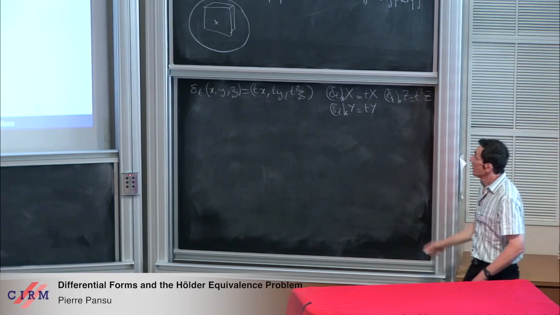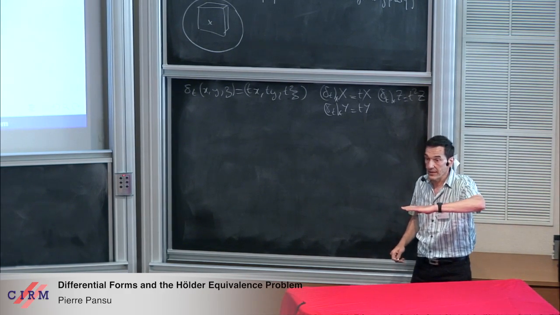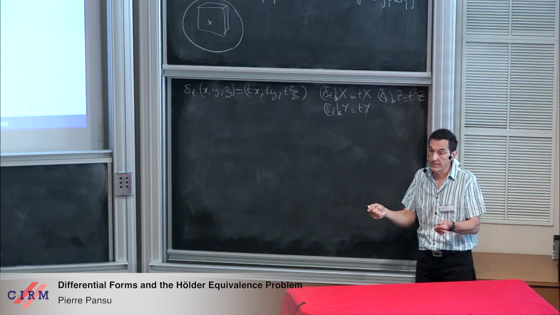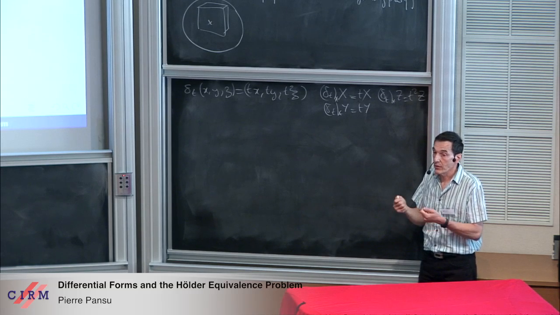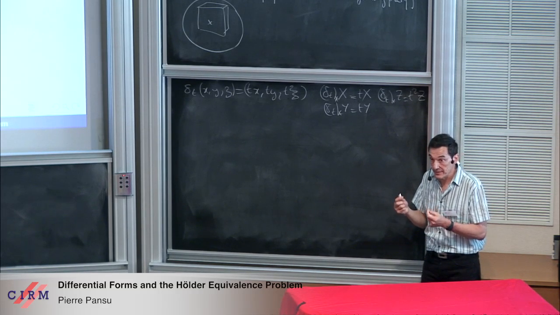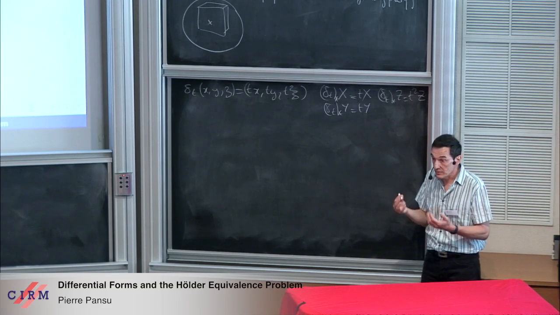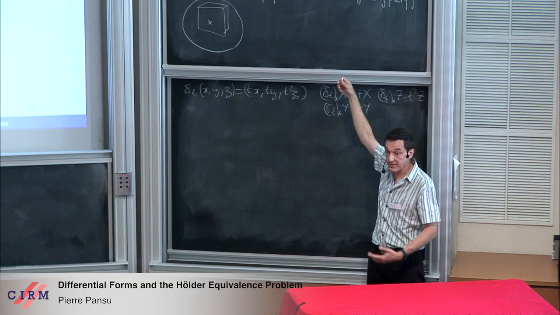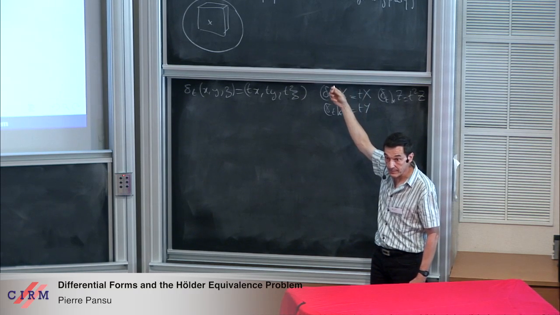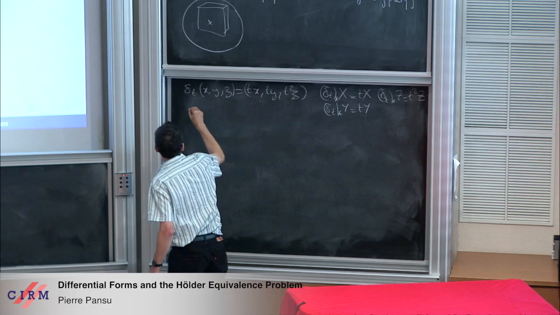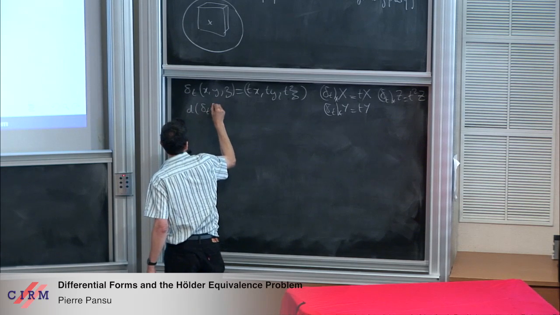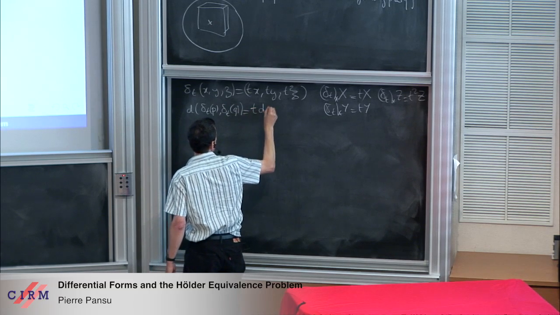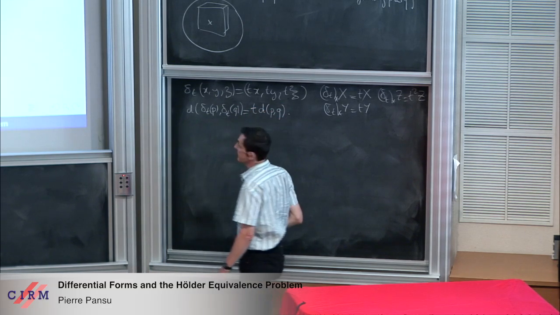Right. Since in the horizontal direction the map is multiplication by t, the lengths of horizontal curves are multiplied by t. And so that distance, which ignores the vertical direction, is precisely multiplied by t. So the distance of delta t of p and delta t of q is exactly the distance of pq multiplied by t.